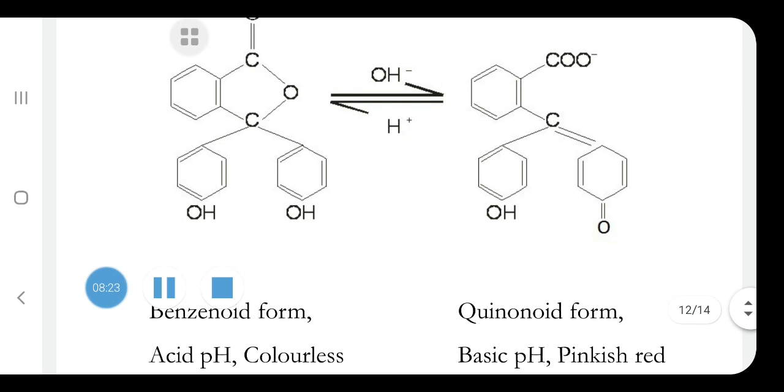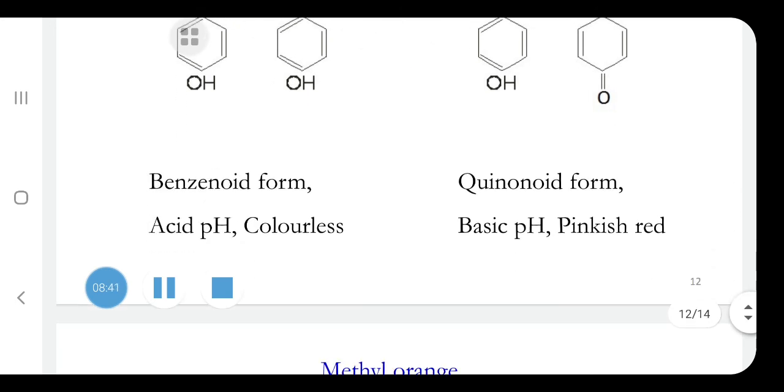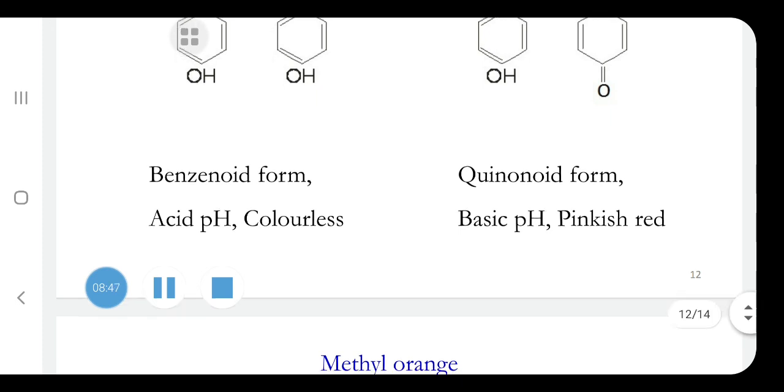Phenolphthalein preferably exists in the benzenoid form in acidic pH and it is colorless. Upon adding OH minus ions, when there is a shift in the pH from acidic to basic, the benzenoid form is tautomerized to a quininoid form, and this is seen by a change in the color from colorless to pinkish red, and this preferably exists in basic pH.